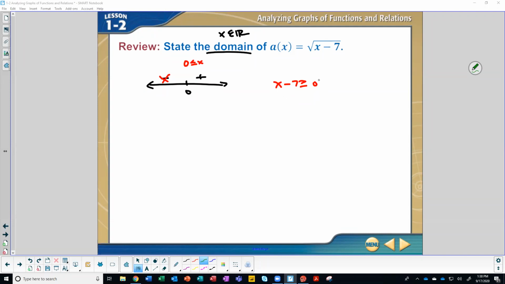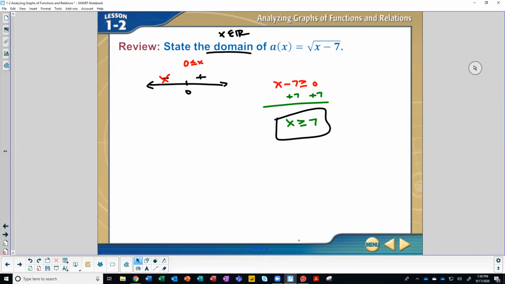And now I just do algebra 1 to solve. To get x isolated, I add 7. And just like that, we found our domain. X is going to be greater than or equal to 7. That's the domain right there. And we found that in 1 step. All we did was add 7. If you want to count this, we did it in 2 steps.